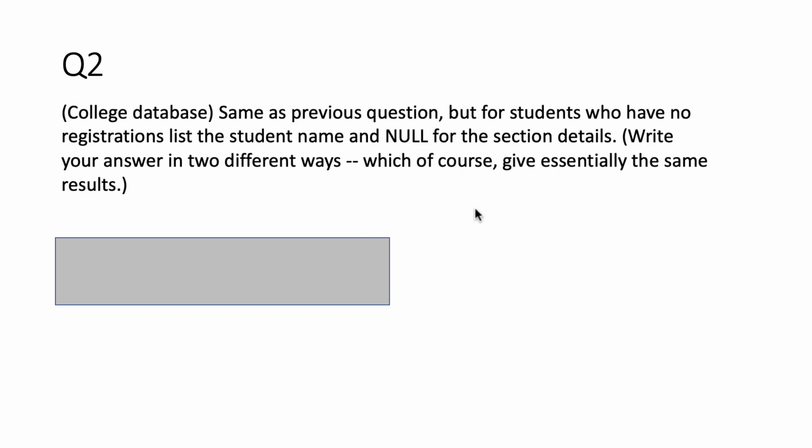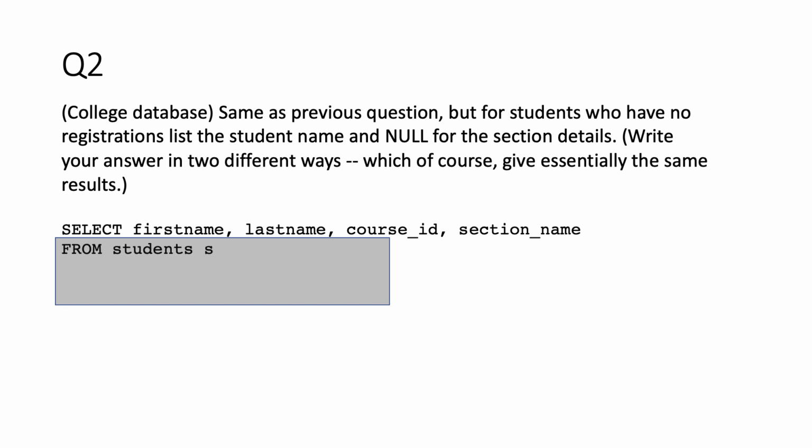It says, same as previous question, but for students who have no registrations, list the student name and null for the section details. In other words, what you're saying is, for students who have registrations, do it as before. For students who don't have any registration, that is, they have not registered for any courses, leave the columns from the registration details, in other words, course ID, section name, etc., blank or null. That's all we are doing here. So typically when you do a join, you get results only when there are matches. When there are no matches, you don't get any results.